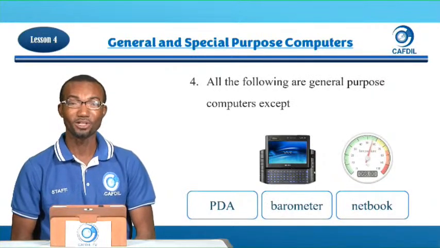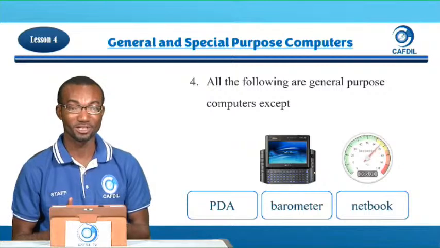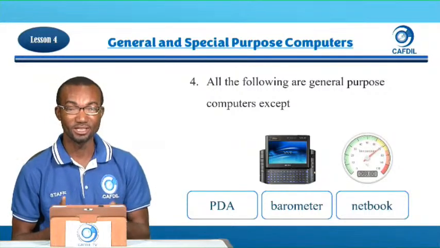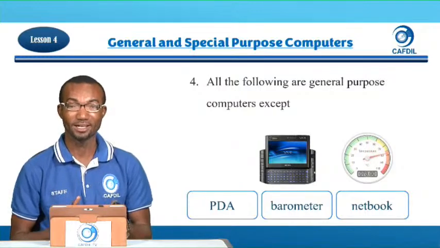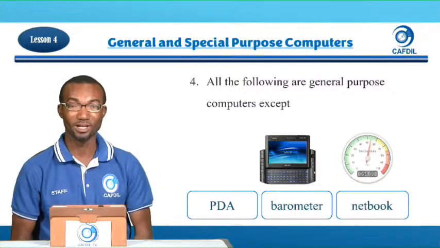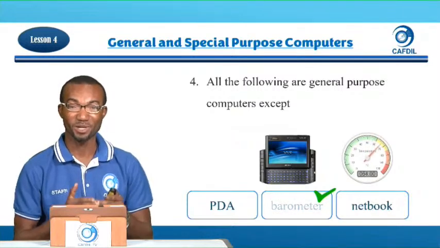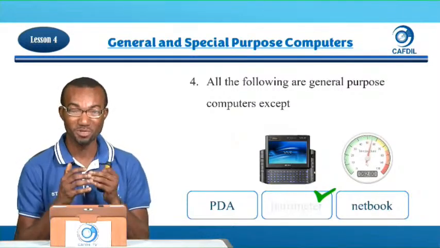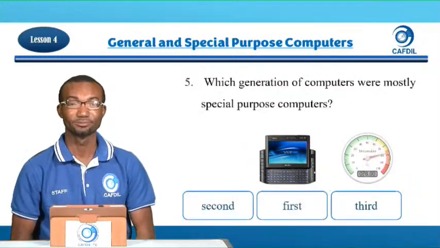4. All the following are general purpose computers except: PDA, that is personal digital assistant, barometer, and netbook. Which one is the odd one here? Good. The answer is barometer. A barometer is a special purpose computer used to measure the pressure of objects.